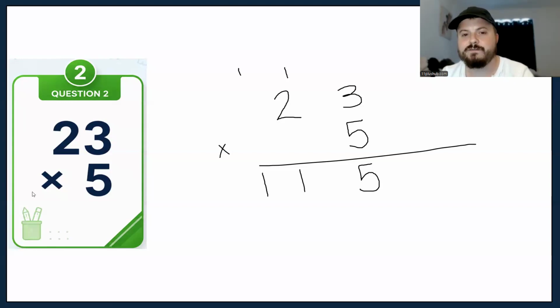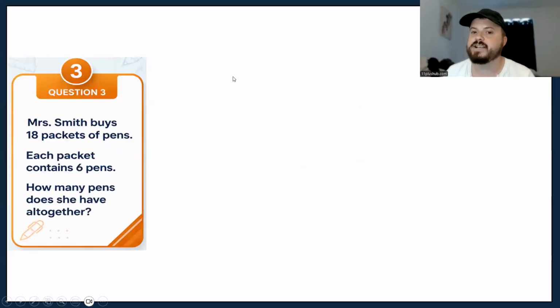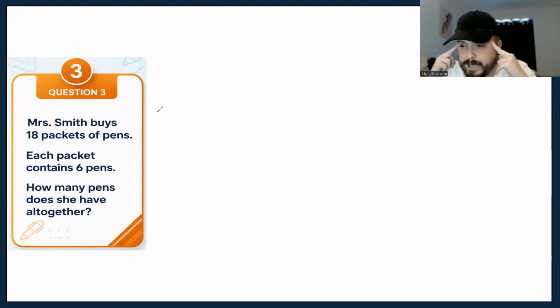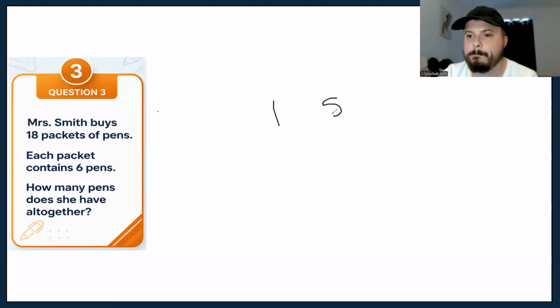All right. Final question, number 3, which was our word problem. Mrs. Smith buys 18 packets of pens, and each packet contains 6 pens. So try to picture that in your head. What does that look like? What are you being asked? Well, you're being told that you've got a packet of 6 pens and you've got 18 of them. So you've got 18 lots of 6 pens. And there's that synonym again, lots of, which means to multiply. So we know that the question is 18 multiplied by 6.